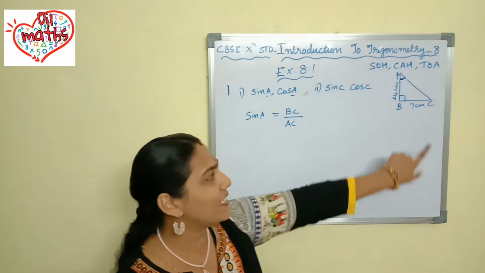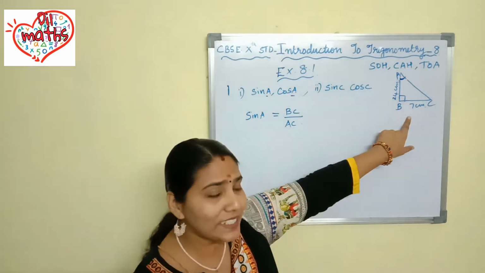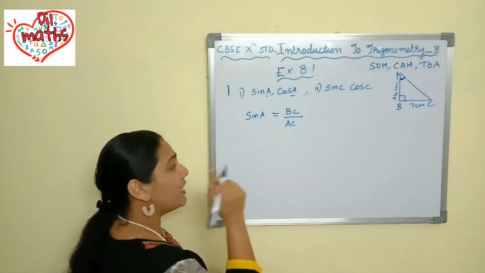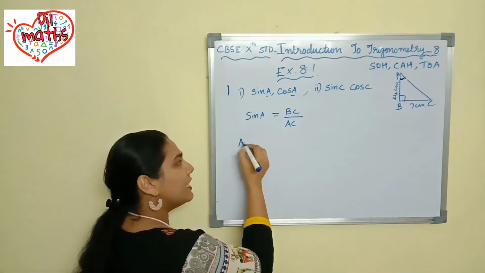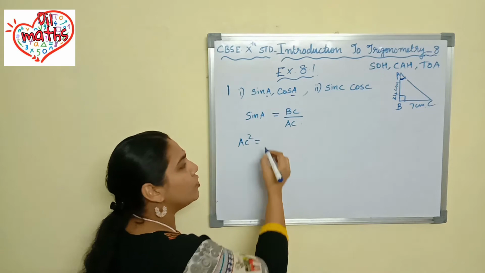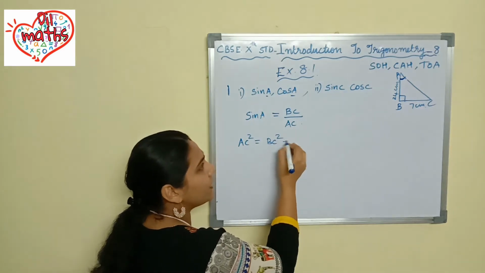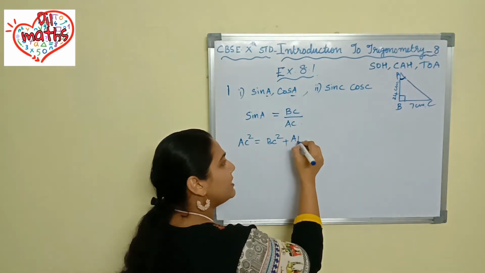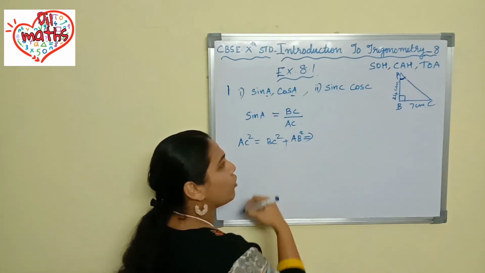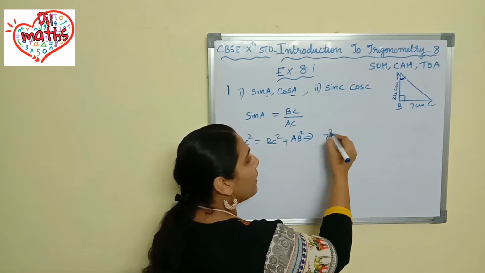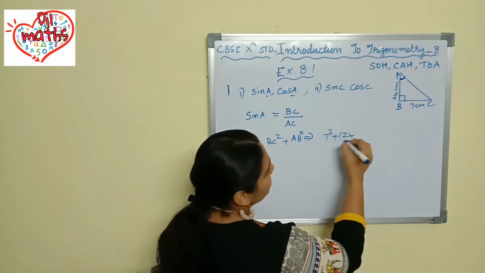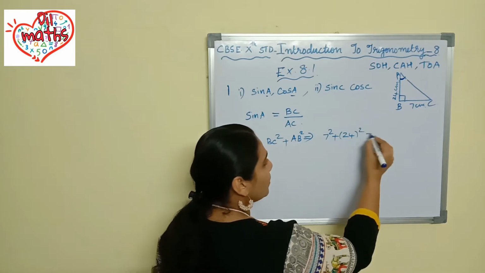Here, what is the base? BC, which is 7, is the base here and altitude is AB. So how will you find AC square? AC square, the hypotenuse square, is equal to base square, that is BC square, plus altitude square, AB square. Which implies 7 square plus 24 square.